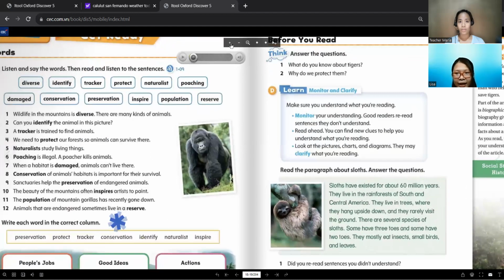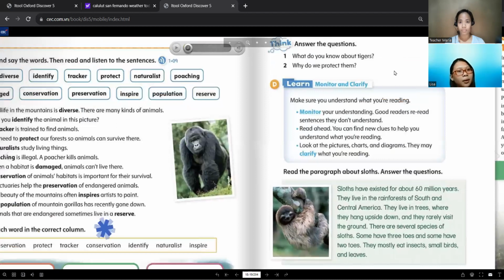What do you know about tigers? I think tigers are mammals, and their color is orange and they have stripes, black stripes. Say it again. What is your last word? Stripes.